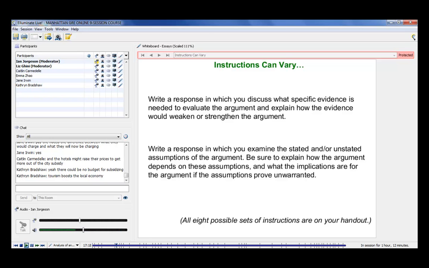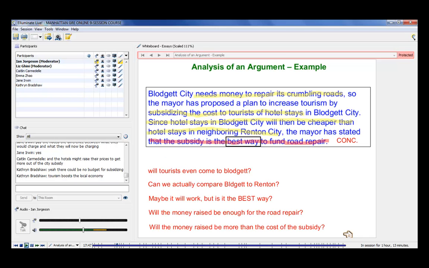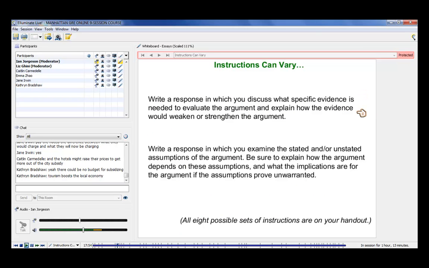Or maybe we could use the example of, is it really the best way? What about, should we look for other ways to raise money? And we could talk about how we would like to evaluate specifically what other methods Blodgett City could use in order to fund road repair. And if those other methods are better, that would weaken this argument. But if they're worse, that would strengthen it. So give me a smiley face if you guys are seeing how I'm transforming what we wrote over here, these problems that we identified, how I'm specifically addressing them based on this particular prompt, this particular instruction. I'm still finding the same basic problems, but I'm crafting my essay to analyze those problems as the instructions tell me to. Here's another version down below.